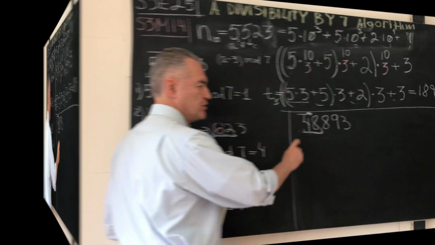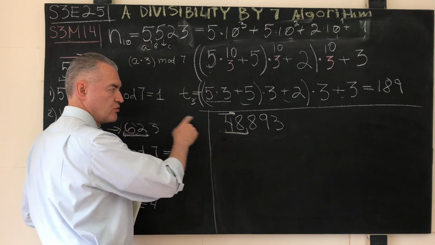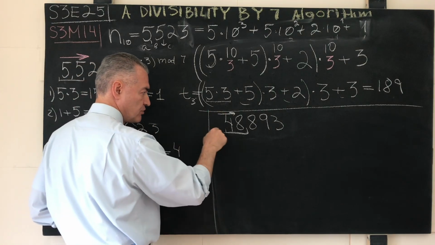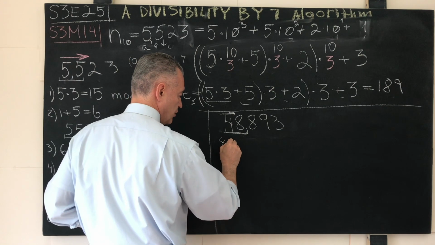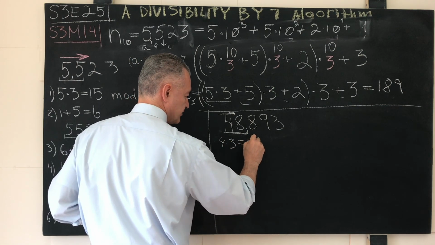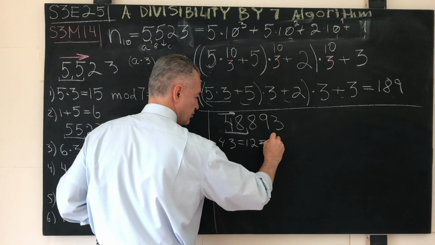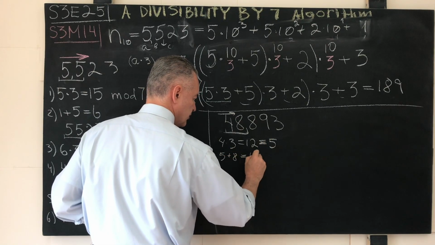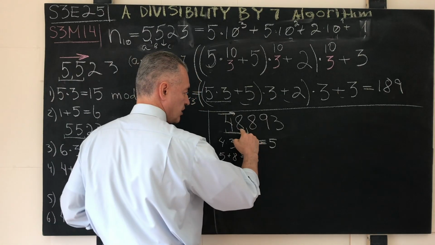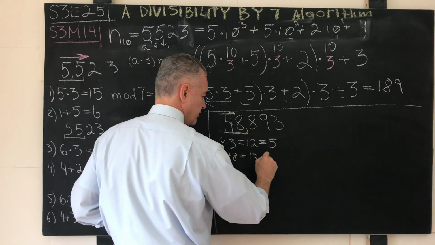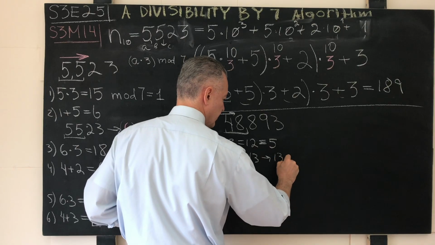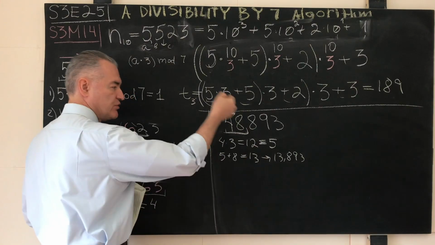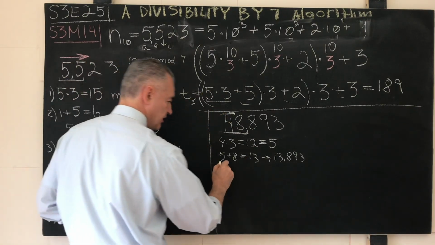Well, we stare at that number and we crunch through our algorithm in an expedient manner. Again, left to right, two digits at a time. 4 times 3 is 12. Reduced modulo 7 becomes 5. 5 plus 8 becomes 13. So our number 48,893 is taken into 13,893. And now to that number, recursively, we apply the same steps.